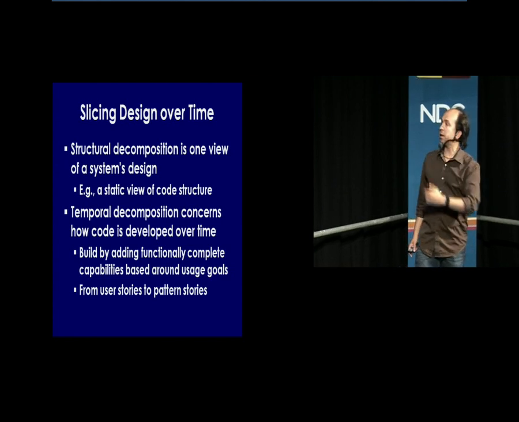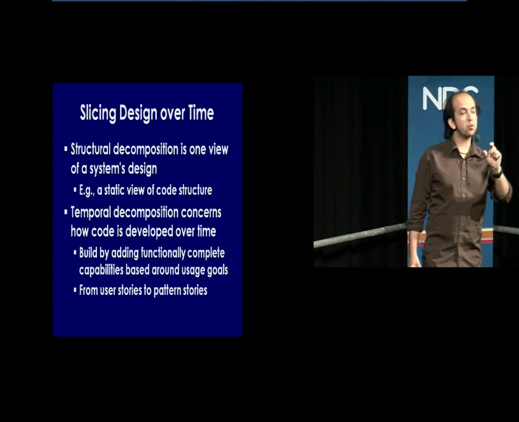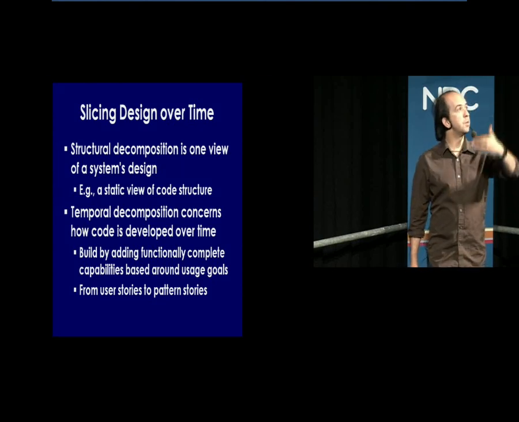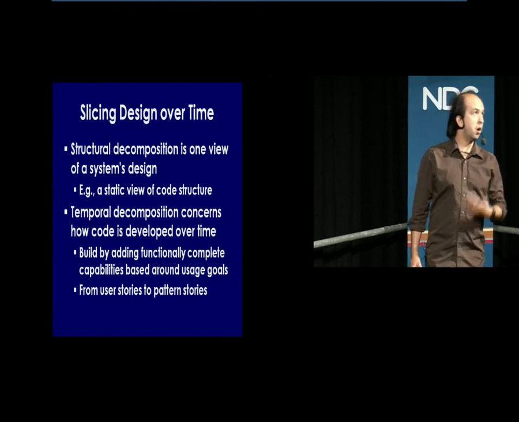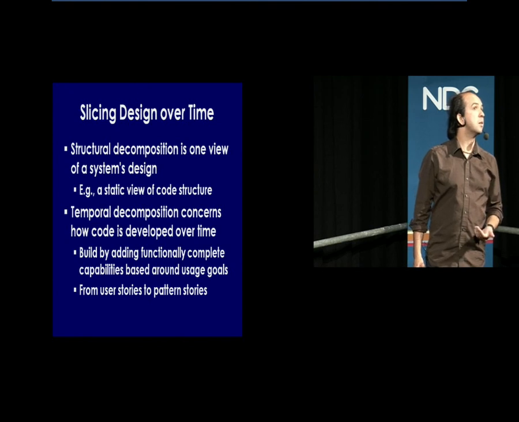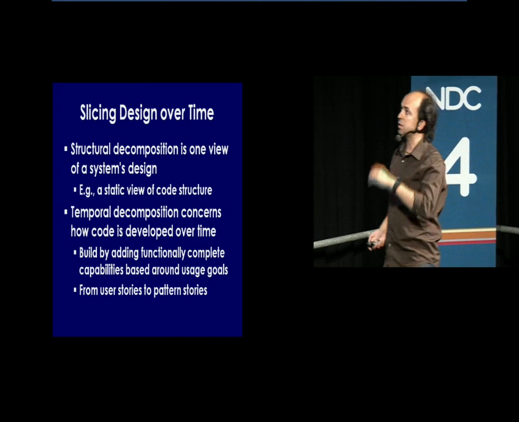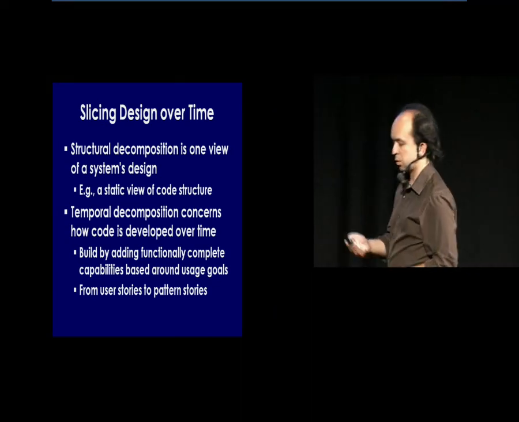Now, I'm going to be dealing with some of that in the next talk. But it's this idea of breaking stuff down from a structural point of view, classes, and a temporal point of view, how much of a class, a portion of a class. It may be that for our 10-class model, half done is also 10 classes, but they are half full. It's a very different slice in that sense. And this ranges from user stories to pattern stories, and pattern stories is what the next talk is going to be about.